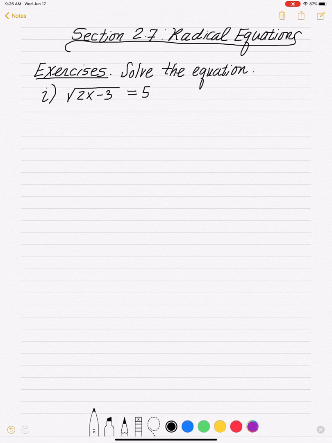To get rid of the radical, I'm going to start off by squaring both sides of the equation. Squaring is the opposite of taking the square root. It's the reverse operation. So we square both sides, and the square is going to cancel with the square root on the left side. You're going to have 2x minus 3 equals, on the right-hand side, 5 squared. 5 squared is 5 times 5, 25.